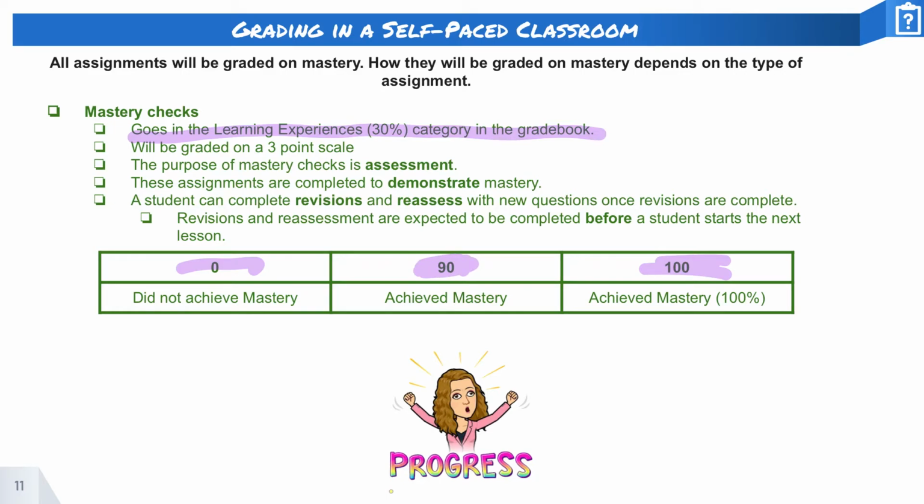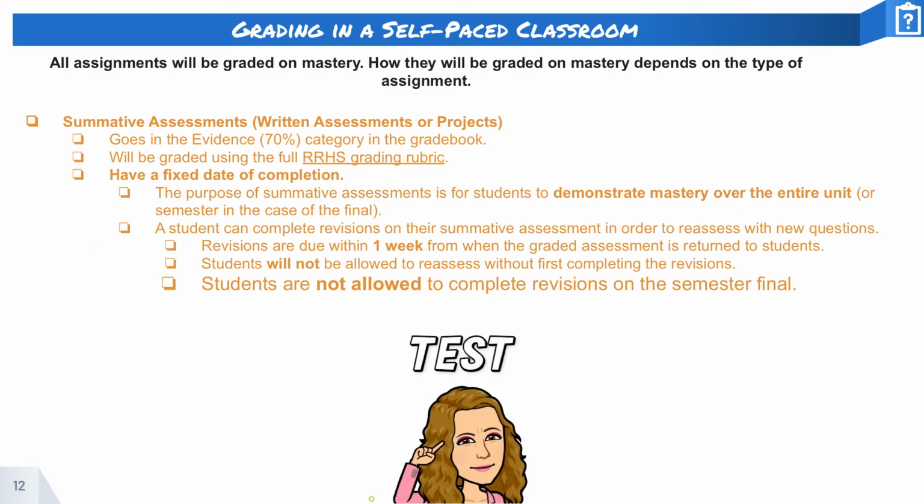Every single student and every single lesson should have a 90 or 100 in the gradebook because they are able to go back and get that score as many times as they need to reach that mastery and really learn that concept. So there should never be a 0 by the end of the unit in the gradebook for a mastery check. The unit tests go into the evidence of 70% category.